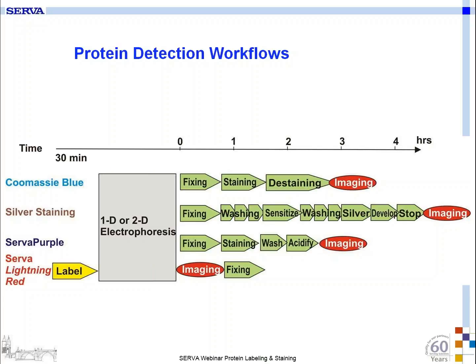So there is a difference with Lightning Red. The staining is done in advance. So you label your proteins before your electrophoresis, and this takes around 30 minutes. You do your electrophoresis and you go directly to the imaging system you have. Afterwards, you can decide to fix it so that the gel is stable for a longer time.